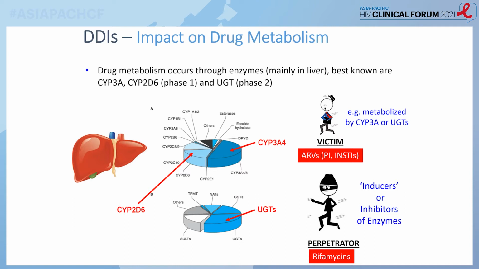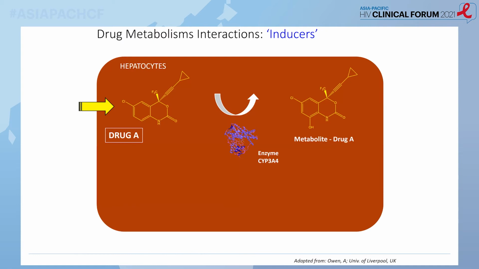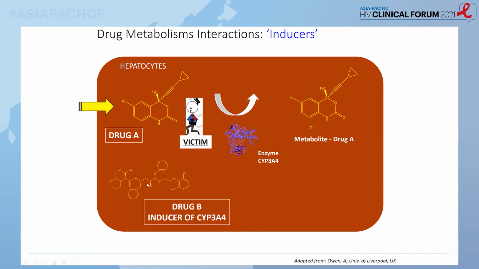The vice versa can also happen, but in the situations we're discussing today, none of the antiretrovirals actually have a real impact on the rifamycins. So this is the sort of dynamic that we're looking at today. And just to put in a simple cartoon idea of this concept, we have the liver cell, for example. We have drug A in the top left, which is normally metabolized to its metabolite by the enzyme CYP3A4. And then we add on another drug, drug B, which is potentially rifampicin. The victim is drug A, the perpetrator is drug B.